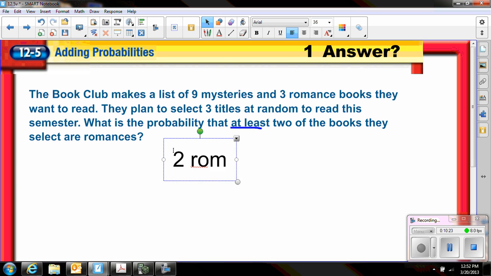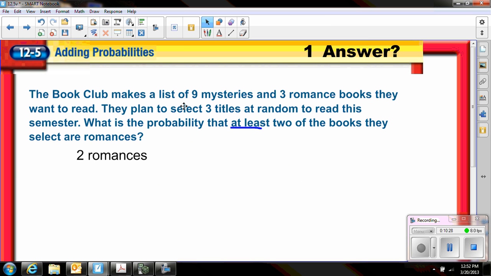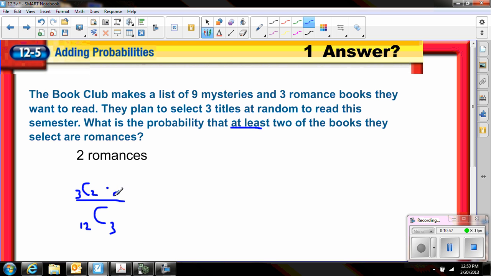So let's start with the 2 romances. For 2 romances, we first need to figure out the total number of outcomes I can have. Order does not matter, so this is definitely a combination. I have 9 mysteries, 3 romances, which means 12 total books, and I'm selecting 3 of those books. So if I start with the romances, if there's 2 romances, that means I am choosing 2 out of a total of 3. That means out of the 9 mysteries that are left, I am choosing 1.